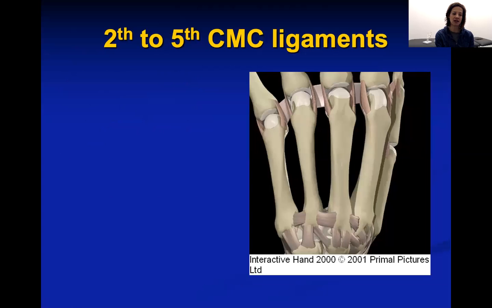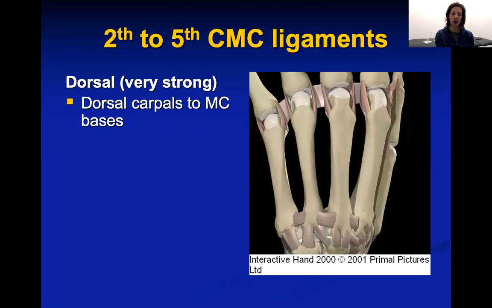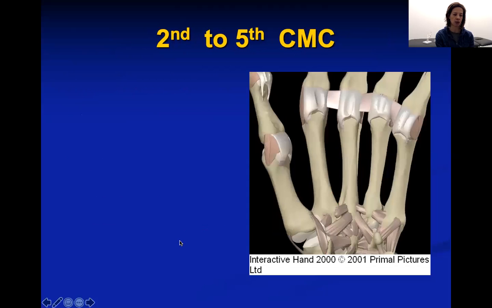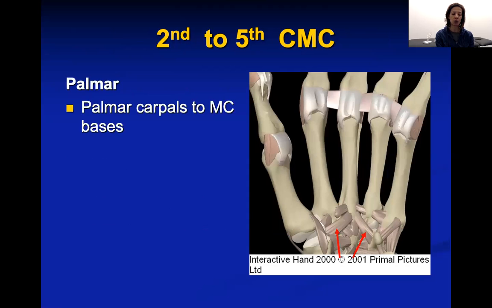The CMC ligaments, the second to the fifth, so the dorsal ones, are very strong. The dorsal carpals to the metacarpal bases, and the interosseous are two short, thick fibrous bands connecting distal capitate and hamate with the third and fourth metacarpal. So we have some interosseous ones, and we also have the dorsal ones that are between the carpals and the metacarpals. The palmar ligaments are more oblique, and you can see that pillar in the middle formed by the capitate and the third metacarpal and the digit, and you can see that these ligaments sort of go up and toward the middle in an oblique fashion.